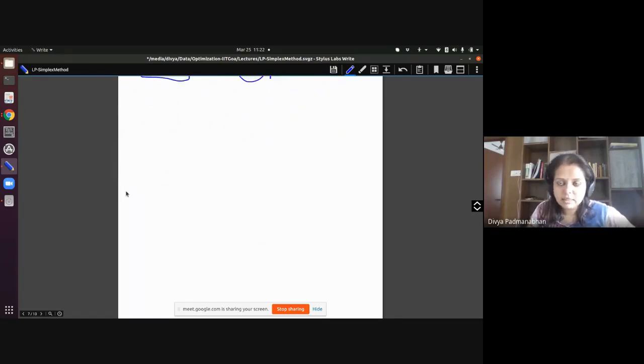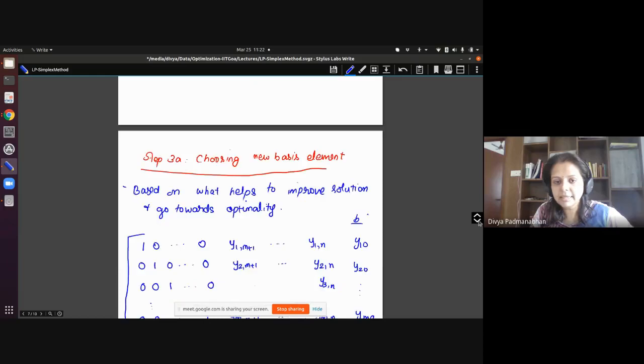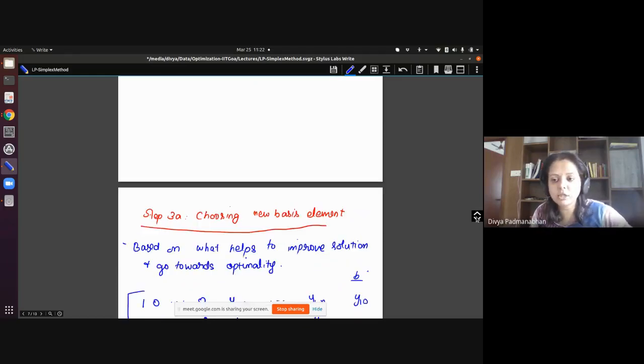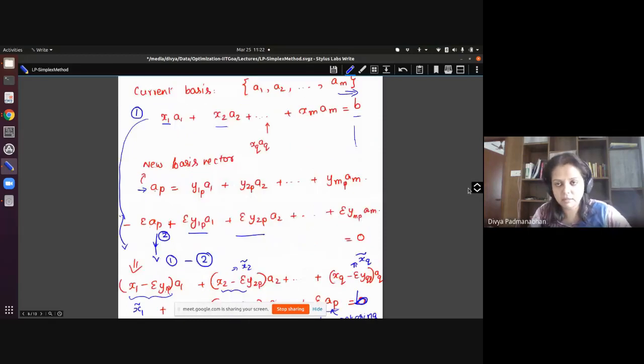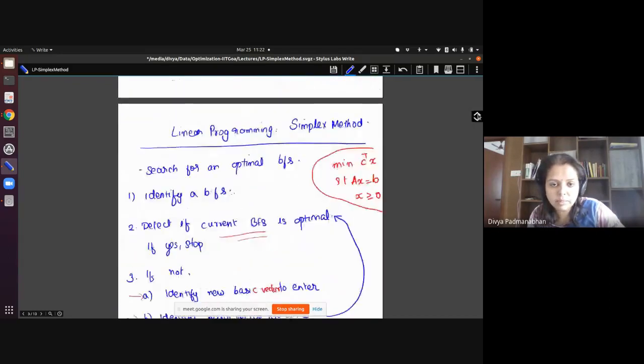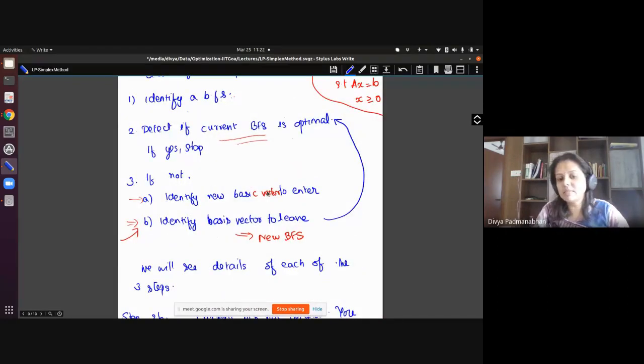Anyway, this is one step of the simplex algorithm. The next step is to see which is the new basis element. So far we assumed that something was given to you, the basis element which is going to enter, I gave it to you. But the next step is to see which one is going to enter the system. That is actually going to be step 3A, which comes before identifying which one to leave. But I felt it's maybe easier to understand things in this way. We are running out of time. I was hoping to complete the 3A step today, but never mind. We will do this in the next class.